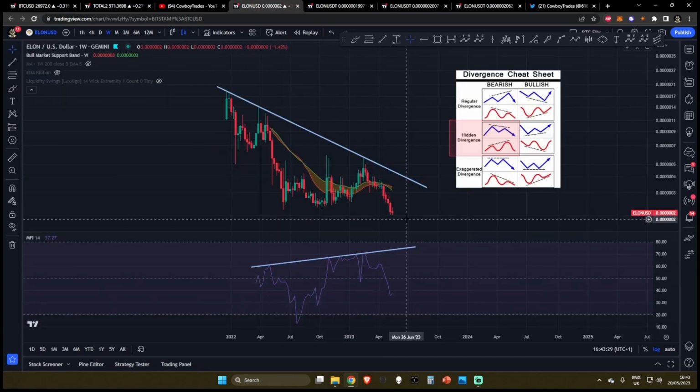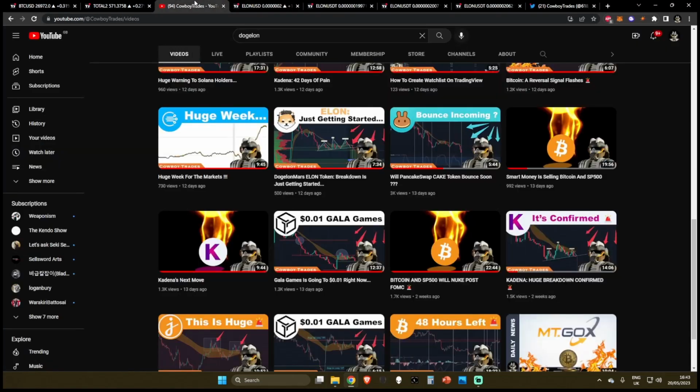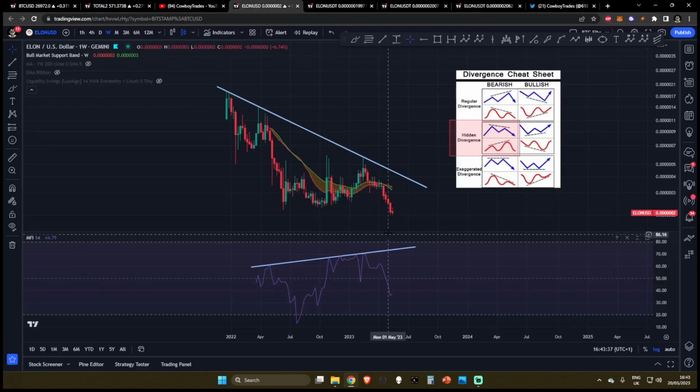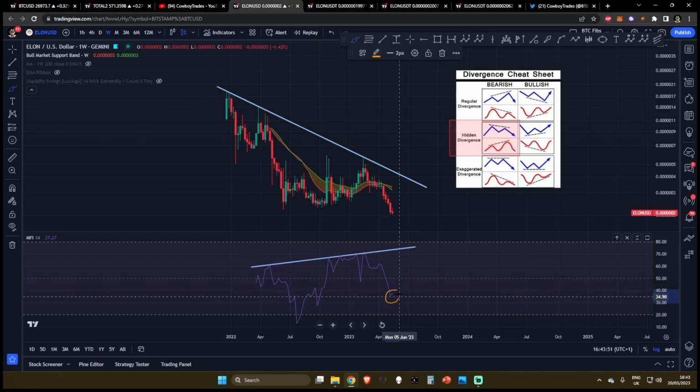ELON just broke down into new bear market lows. Here's what happens next. Two weeks ago on the channel, we warned you that the breakdown was just getting started. And as you can see, in the past two weeks we have come down and hit new bear market lows. We talked about the fact that this hidden bearish divergence was very likely to allow us lots of room to move to the downside. We are right now on the MFI still sitting around 38, with more potential room for ELON to get continuation back down to the downside.